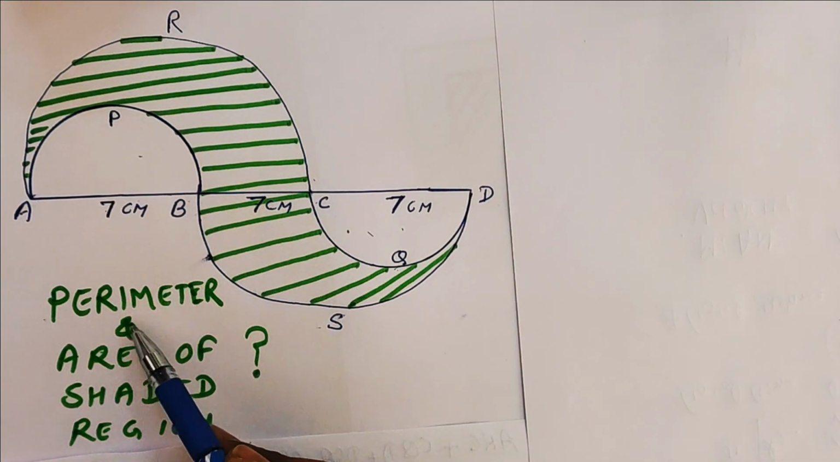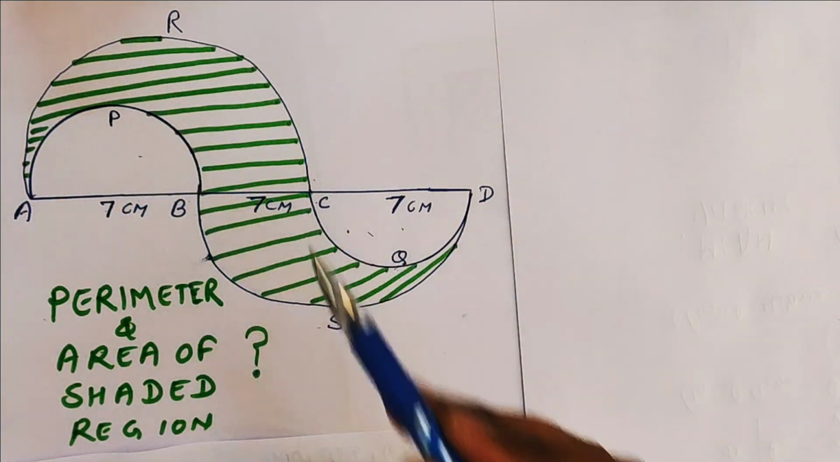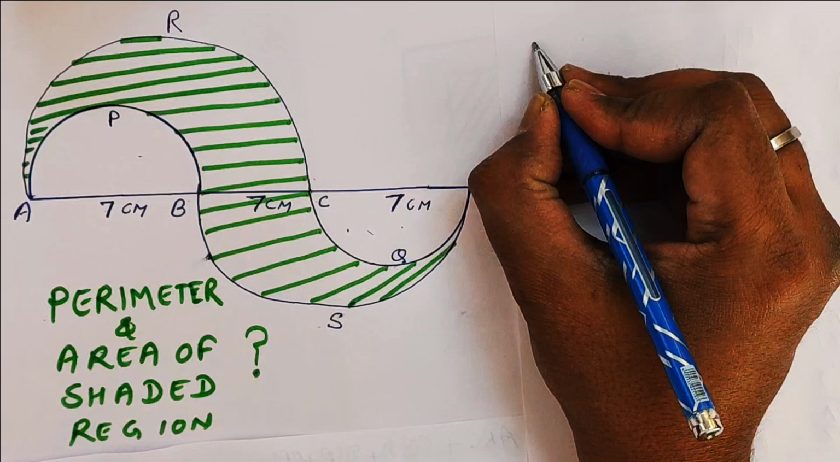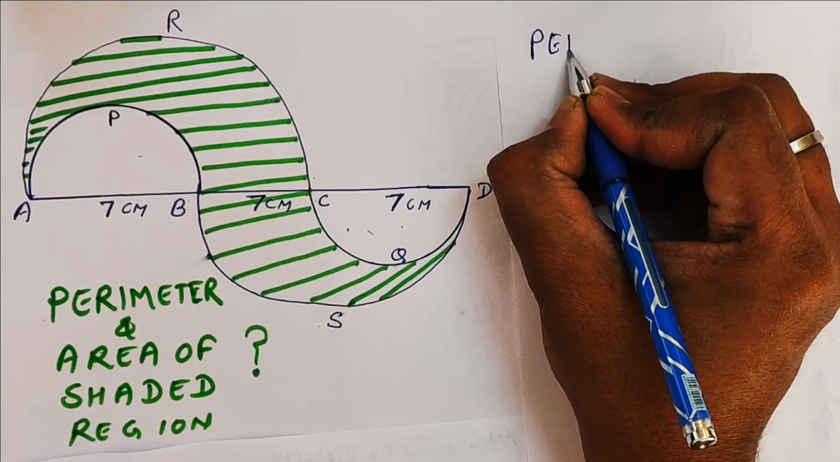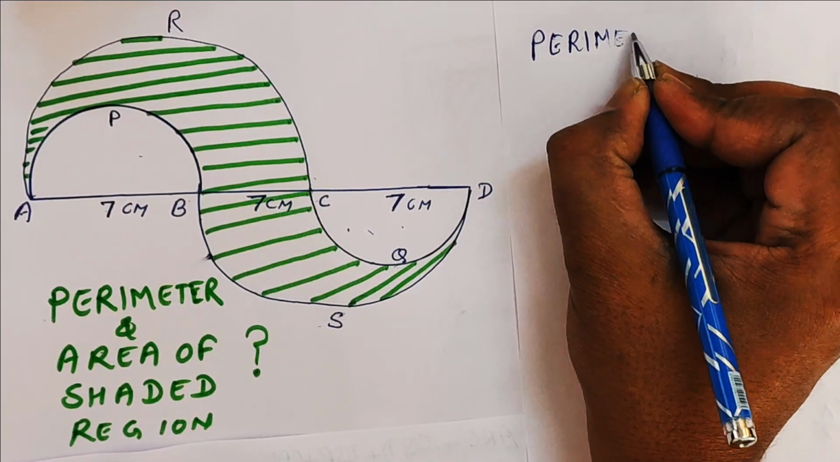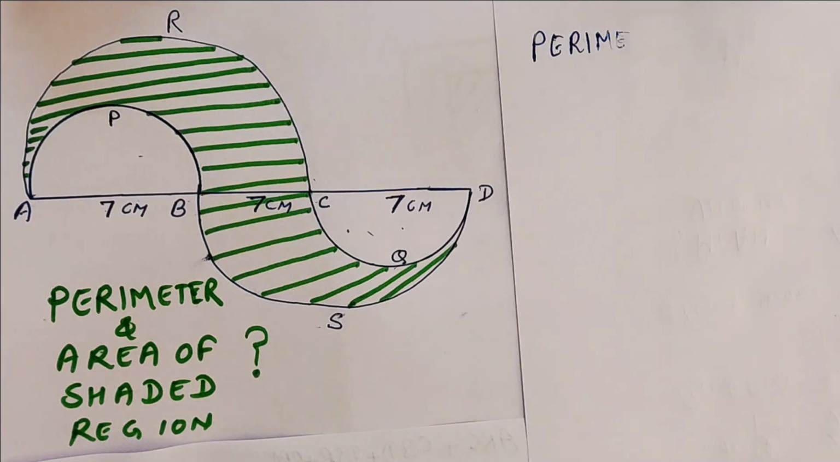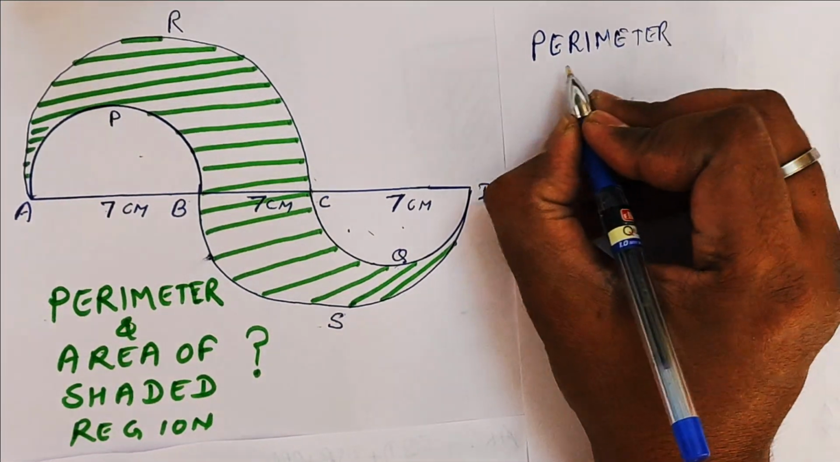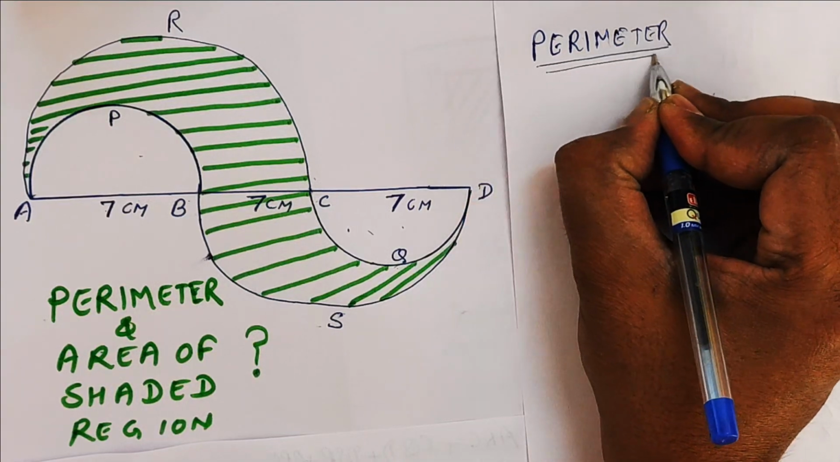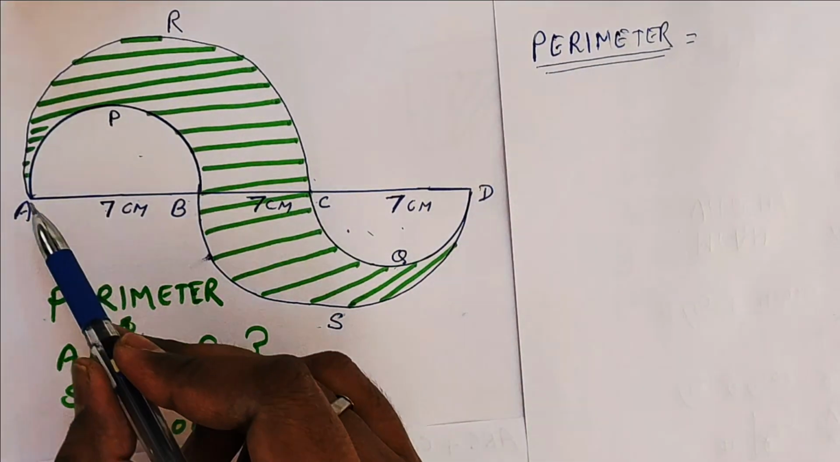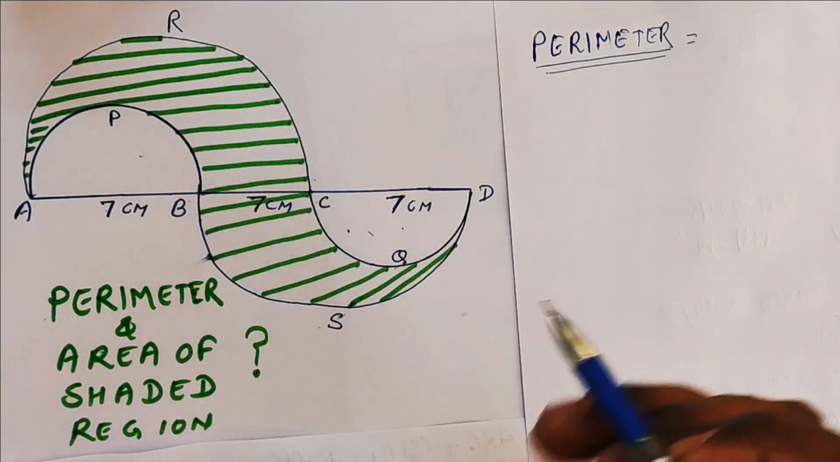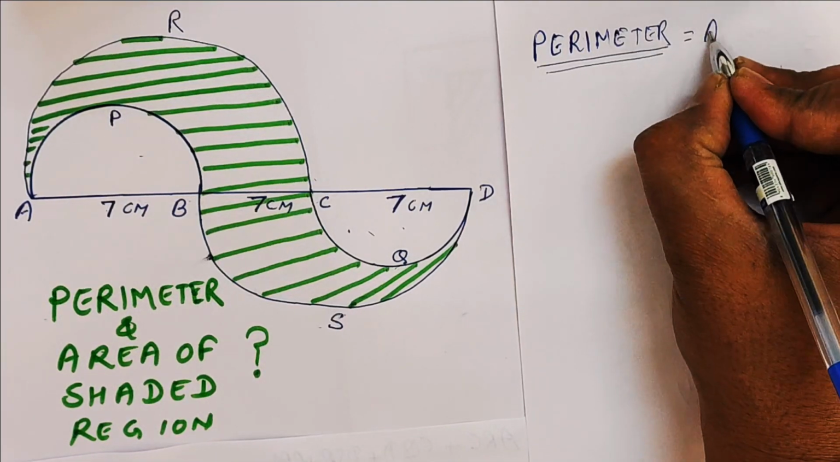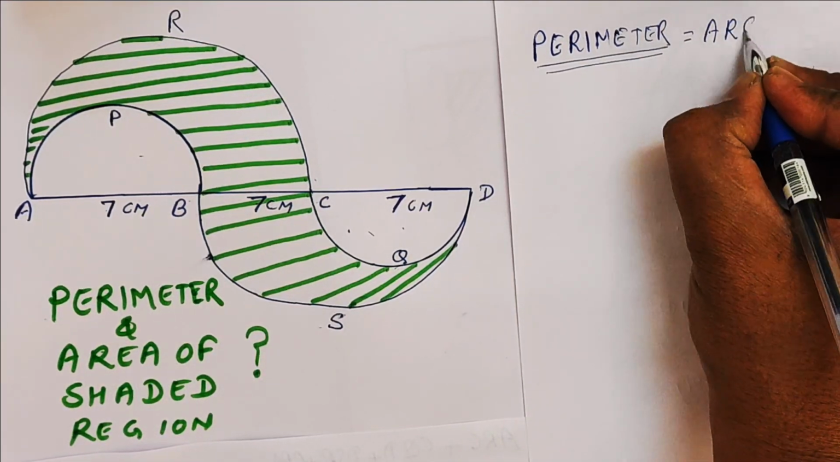This is a question of mensuration where we need to find the perimeter and area of the shaded region, right? Here, after seeing the picture, you must be wondering what it is, okay? But when you observe it very carefully, you can see there are four semicircles inside this shown figure, right? One is the semicircle ARC, right? So we are calculating the perimeter first.